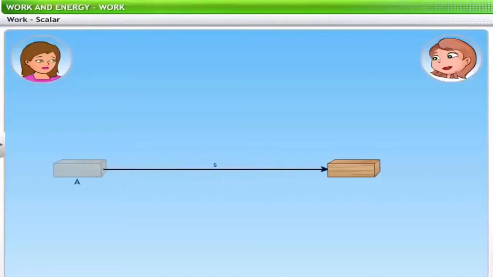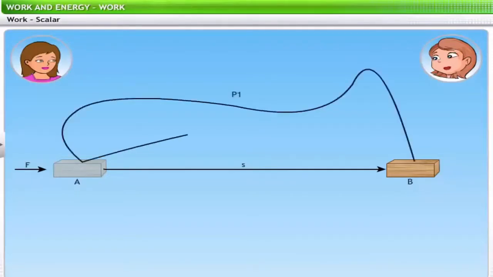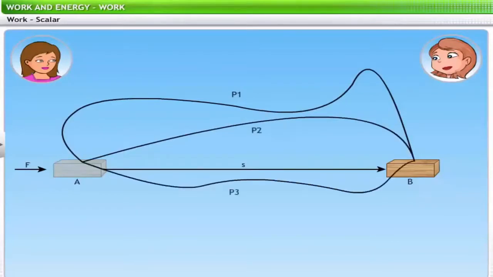What about the path followed by an object regarding the calculation of the work done on it? Doesn't that affect the work done in some way? Not really. Consider an object displaced from the point A to the point B on the application of a constant force F. The object can be displaced from A to B in any of the paths, that is, P1, P2 or P3. But the displacement of the object still remains the same, that is, S, the shortest path from A to B.